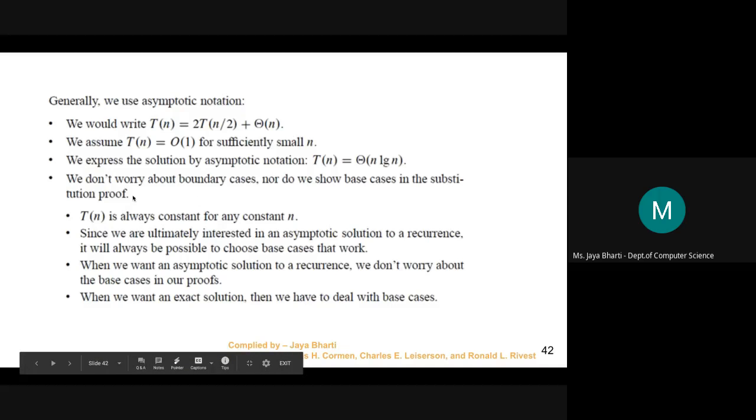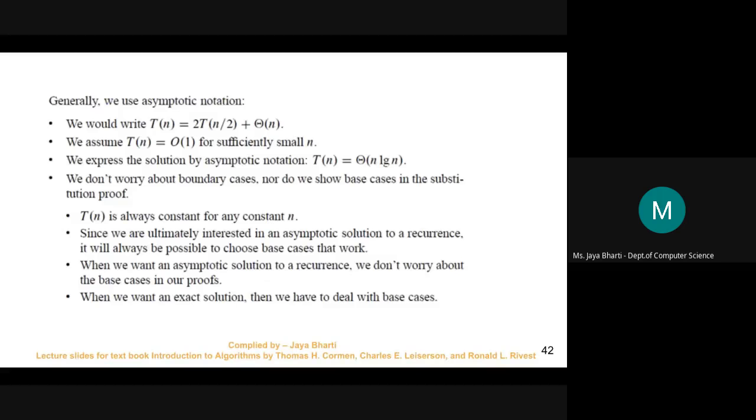So we don't worry about the boundary cases, nor do we show the base cases in the substitution proof. So we only show that whatever assumptions we have made, when we put the assumption in the recurrence relation, we will get the correct solution. So T n is always constant for any constant n value. And since we are ultimately interested in asymptotic notation to a recurrence, it will always be possible to choose a base case that will work.